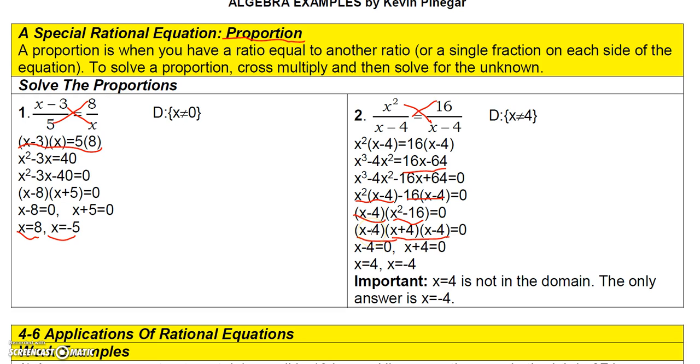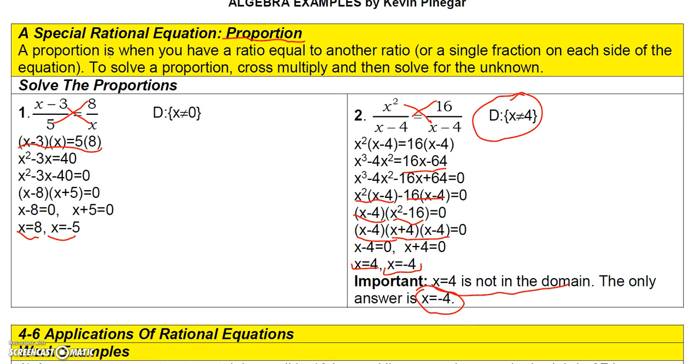So I get x minus 4 equals 0 and x plus 4 equals 0. So x minus 4 equals 0 would mean that x equals 4. X plus 4 equals 0 means that x equals negative 4. Okay, but one thing to remember, x cannot equal 4 because it's not in the domain. If you plug 4 into this expression, you get 0 in the denominator, and since you can't divide by 0, we know x equals 4 is not in the domain. So the only answer that works here is x equals negative 4.